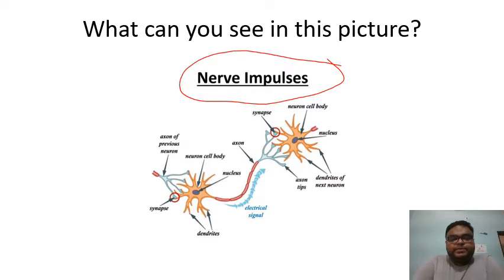And what is this nerve impulse, students? Just look at this picture, okay? Just look at this picture for 10 seconds and try to find out what you can really see in this picture, okay? Observe this picture, okay?